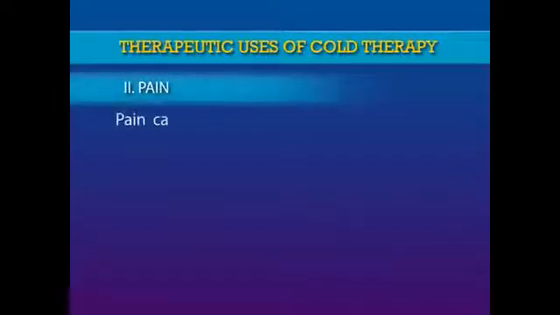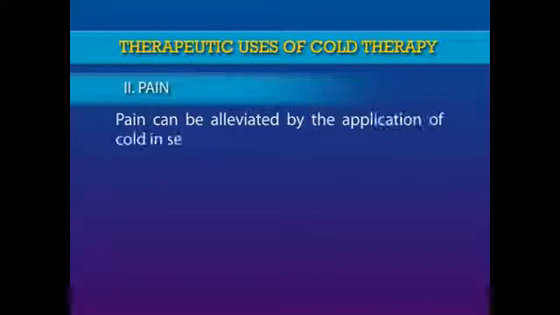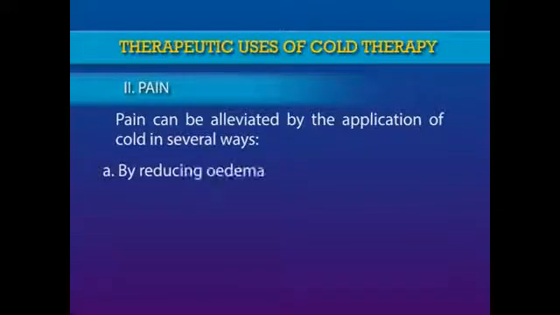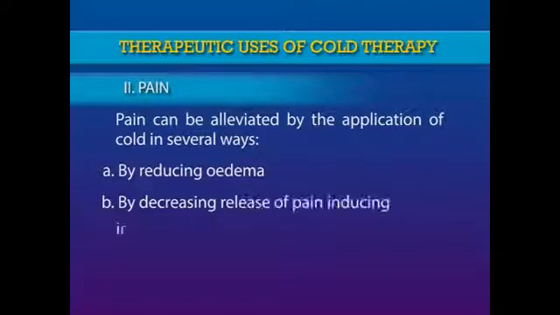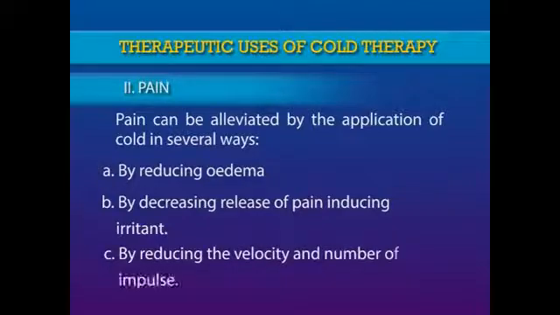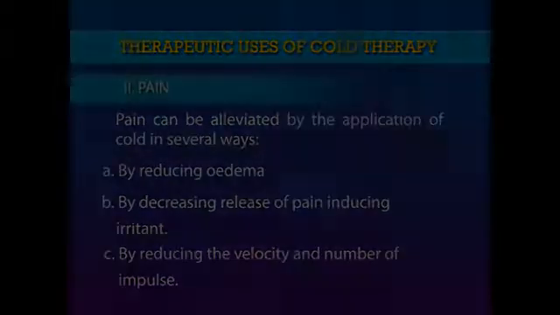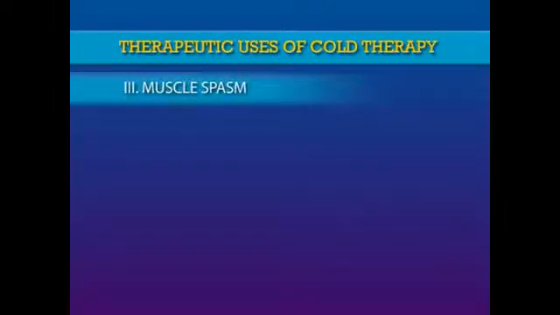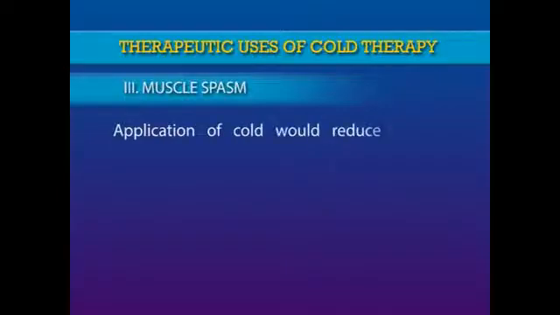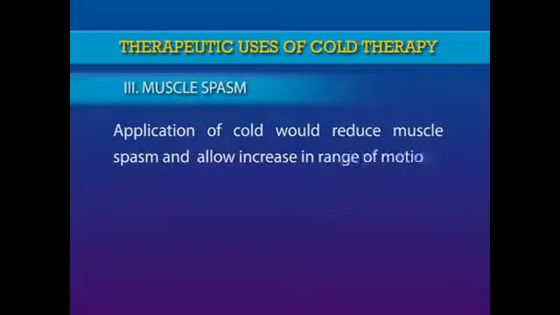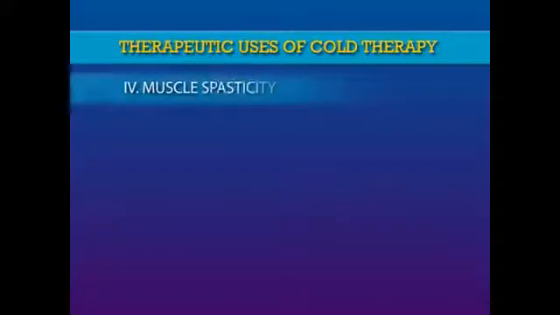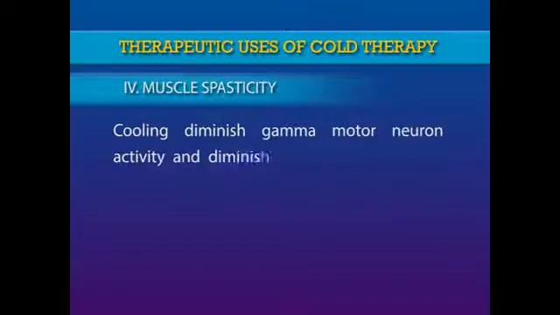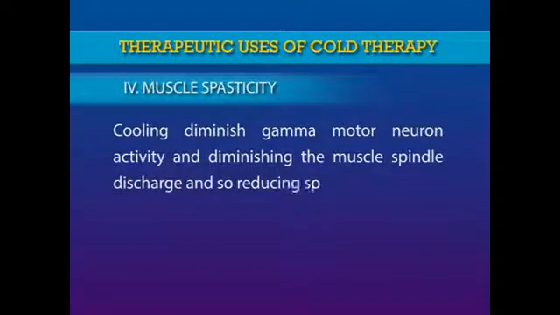Pain. Pain can be alleviated by the application of cold in several ways. First, by reducing edema; second, by decreasing release of pain-inducing irritants; and third, by reducing the velocity and number of impulses. The third use is in muscle spasm. Application of cold would reduce muscle spasm and so allow increasing range of motion. And the fourth use is in muscle spasticity. Cooling diminishes gamma motor neuron activity and the muscle spindle discharge, and so reduces spasticity.